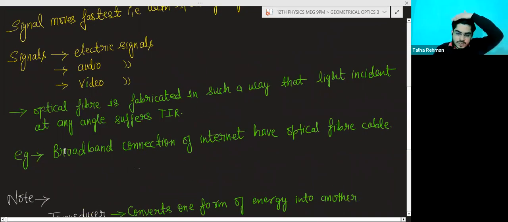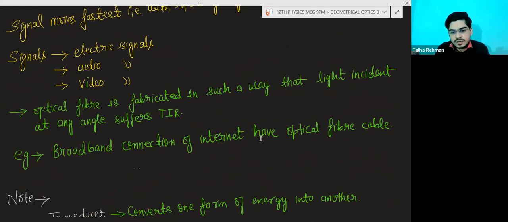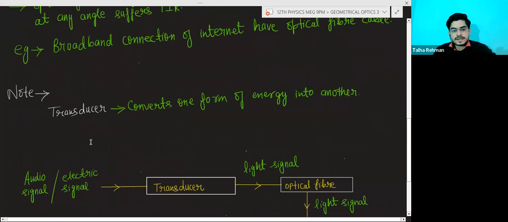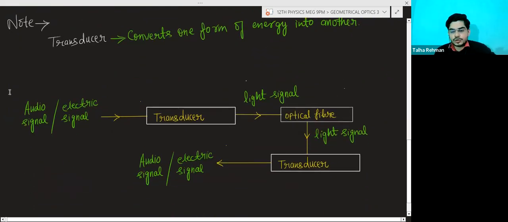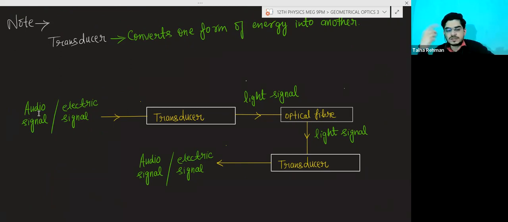For example, where we have the optical fiber, we have the broadband connection of internet, and that has the optical fiber cable. There the electrical signal is getting total internal reflection. Now there is a device, the transducer, and that transducer converts one form of energy into another. So see how the thing takes place. Suppose you want to send an electrical signal or audio signal somewhere, and you want that there should be no loss of the energy of the signal.